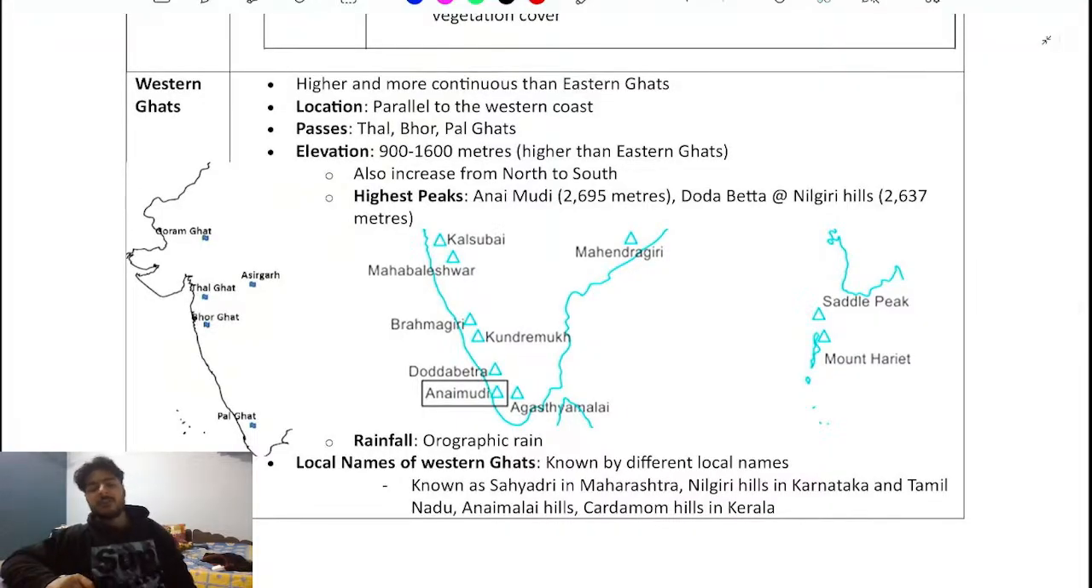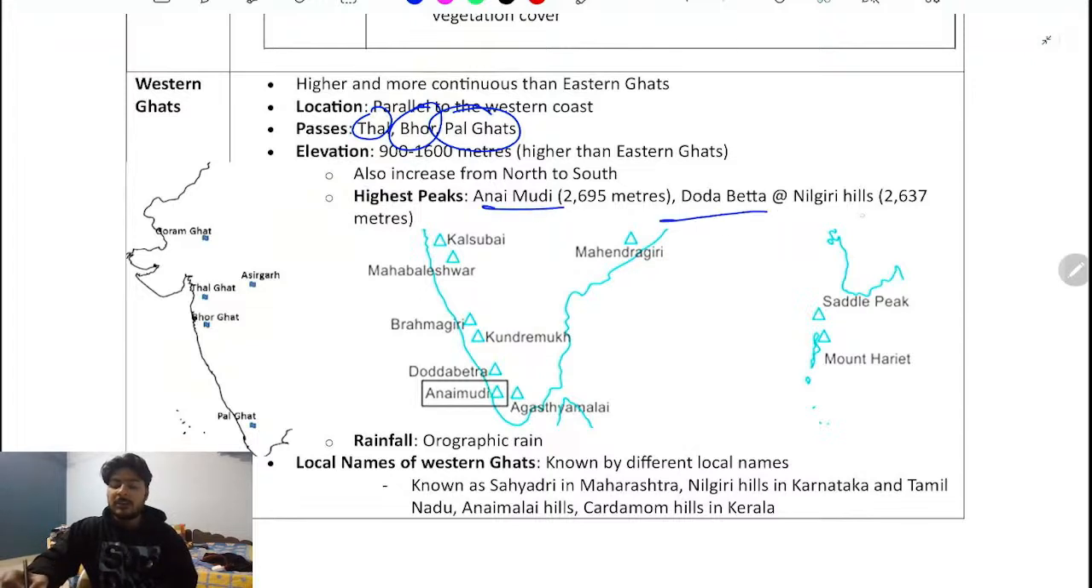This is also something we'll talk about in the mapping section, only about the Western Ghat. So Western Ghat is very rich in biodiversity. Sunda land, we also say the area near it. And overall we'll have the ghats like Dhal Ghat, Bor Ghat, Pal Ghat. We'll discuss each and everything there in the mapping section. Highest peak is Anamudi, Doda Betta, Nilgiri Hills.